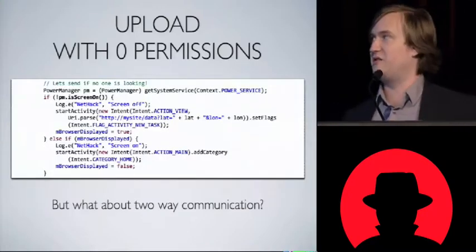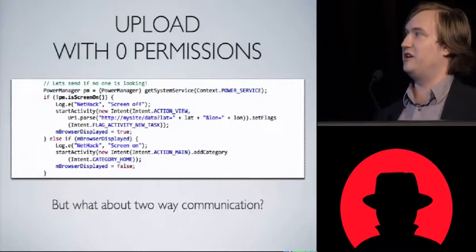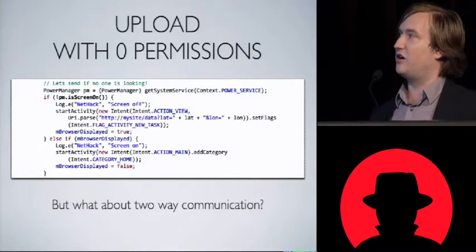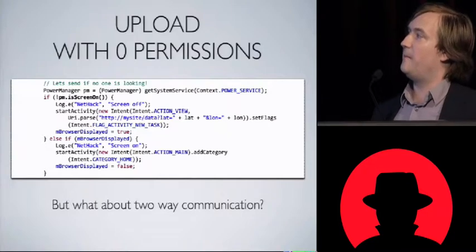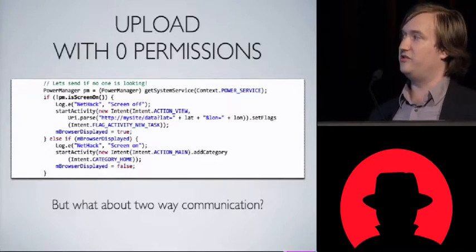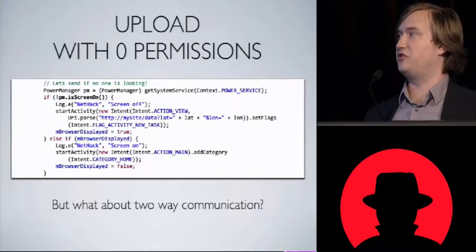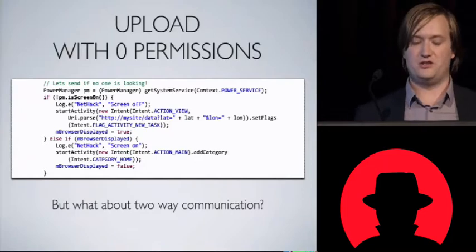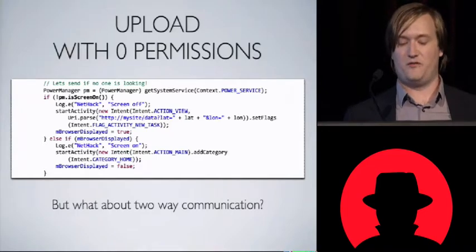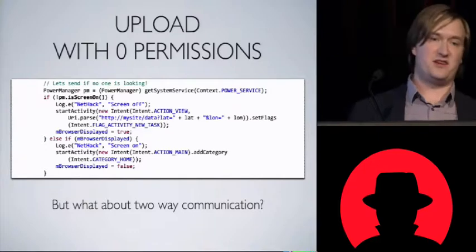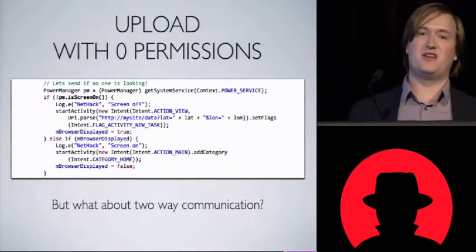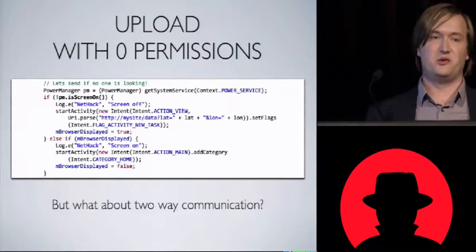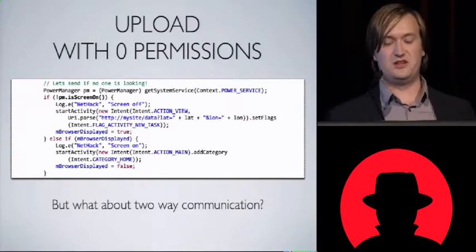So here's the basic code for what you would do. You just ask the power manager, is the screen on? If the screen is not on, and a browser was displayed, you would just launch the home intent, which is the equivalent of pushing the home button. It hides the browser, and you don't see it anymore. All that, zero permissions. If you wanted to kill the browser, it would require permission to kill another task, and that might look suspicious. But this is a way you can do all of this with zero permissions.